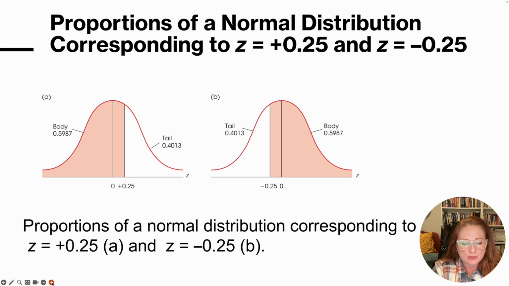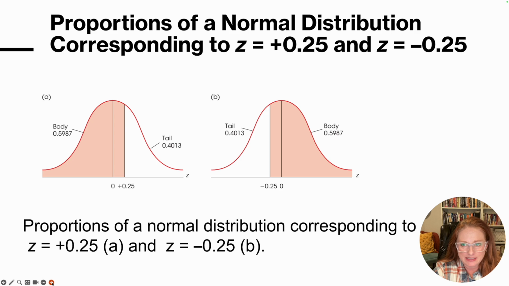Okay. So proportions of a normal distribution corresponding to a z-score of positive 0.25 and a z-score of negative 0.25. Yes, they're going to cross each other out. Okay. So take a look at A. So you see how in A, the shaded part, the body, corresponds to a z-score of plus 0.25. So it's just barely above the mean. That yields you a tail, if you're looking at the z table, if you're looking at that unit normal table. So look in tail, so C, 0.4013.